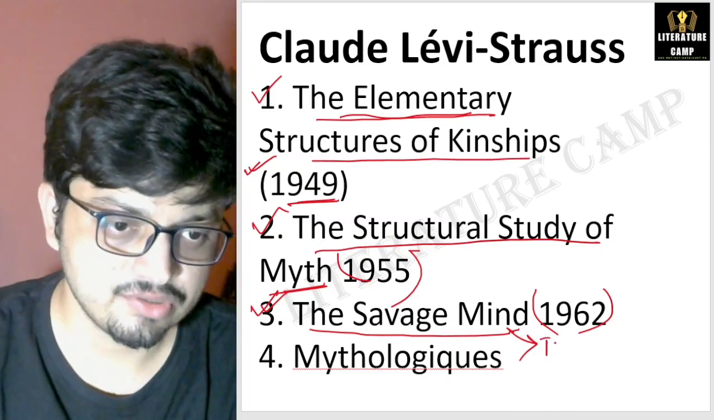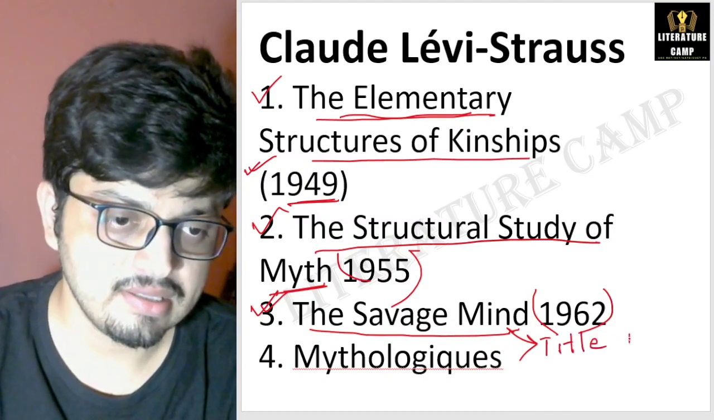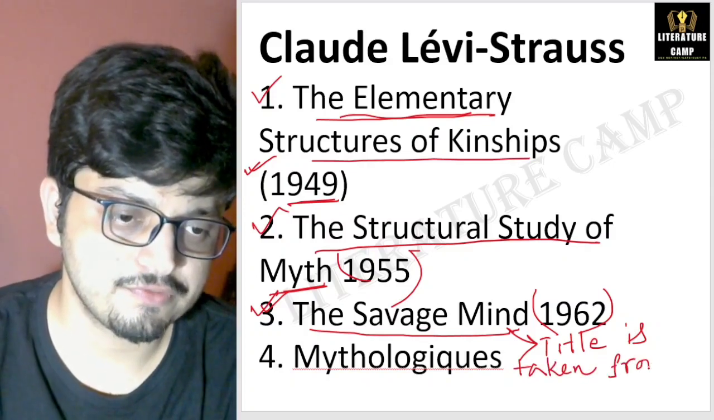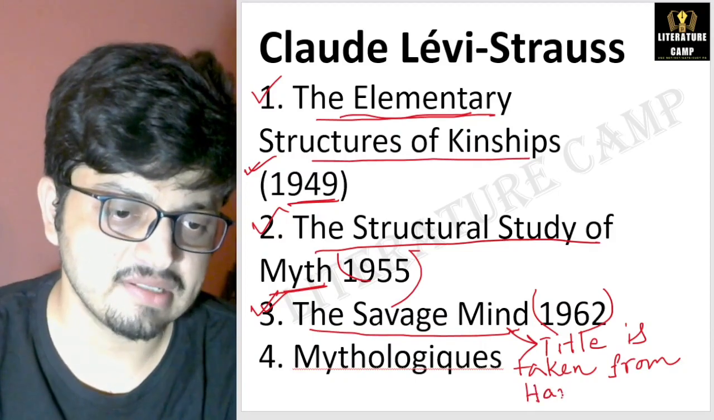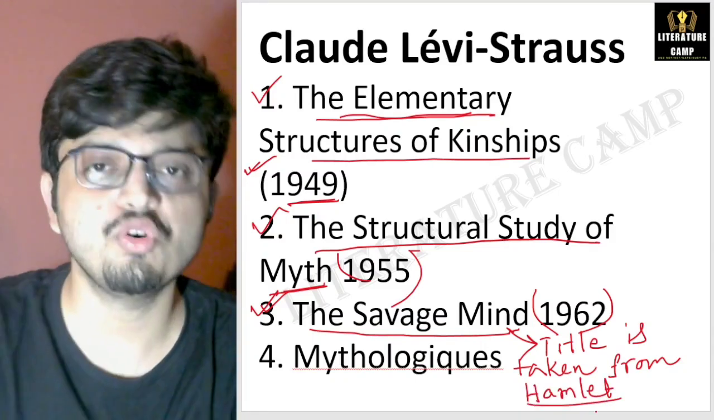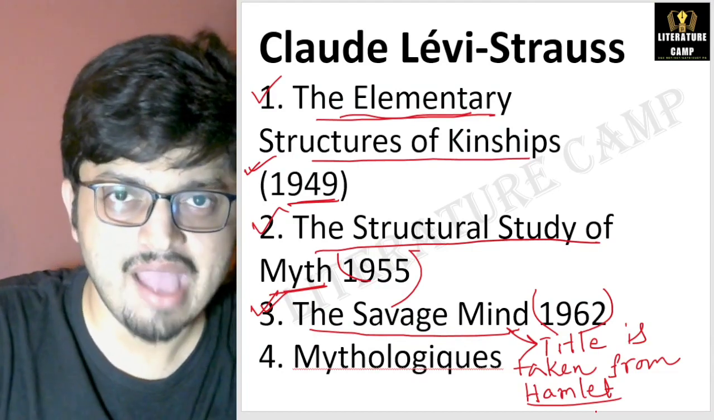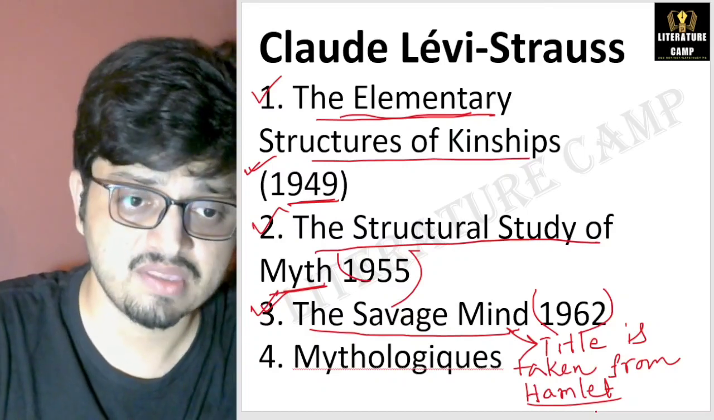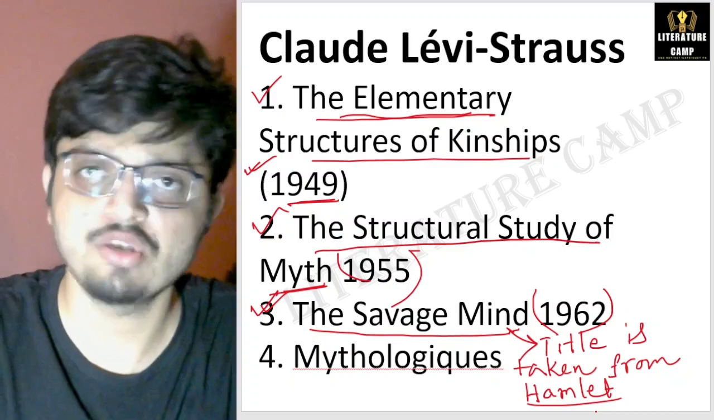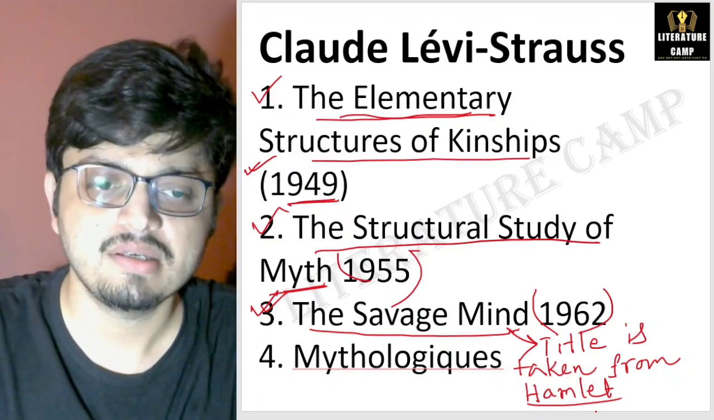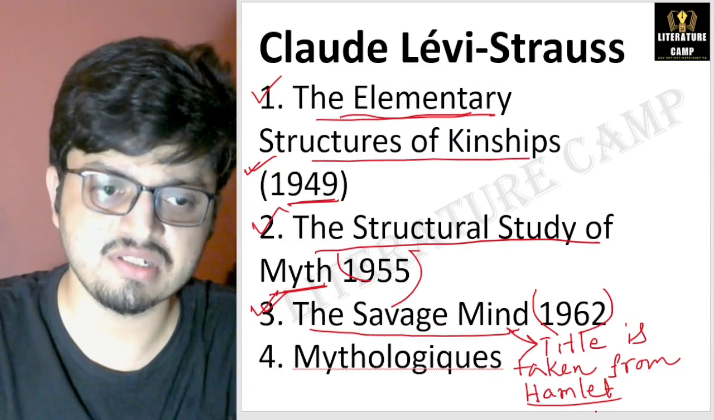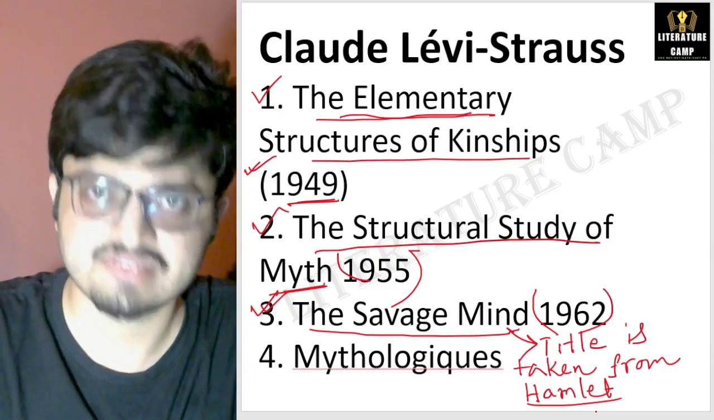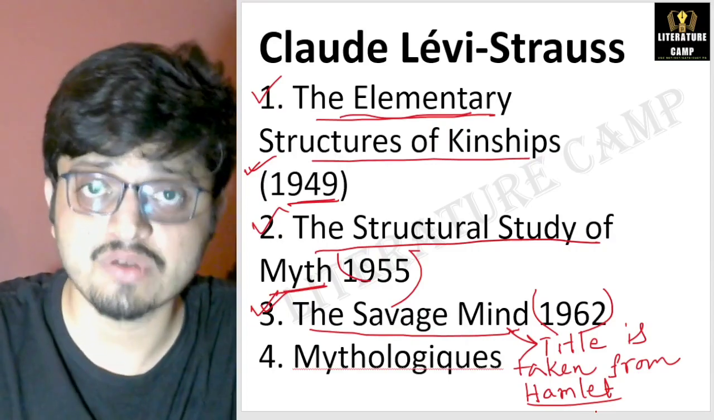Yes. So the title is taken from Hamlet, from Ophelia's speech, Act 4, Scene 5 in Hamlet. This question can be asked. This is something we need to make a note of. So, The Savage Mind, written by Lévi-Strauss, published in 1962. The title of this work is taken from Shakespeare's Hamlet, from Ophelia's speech in Act 4, Scene 5.